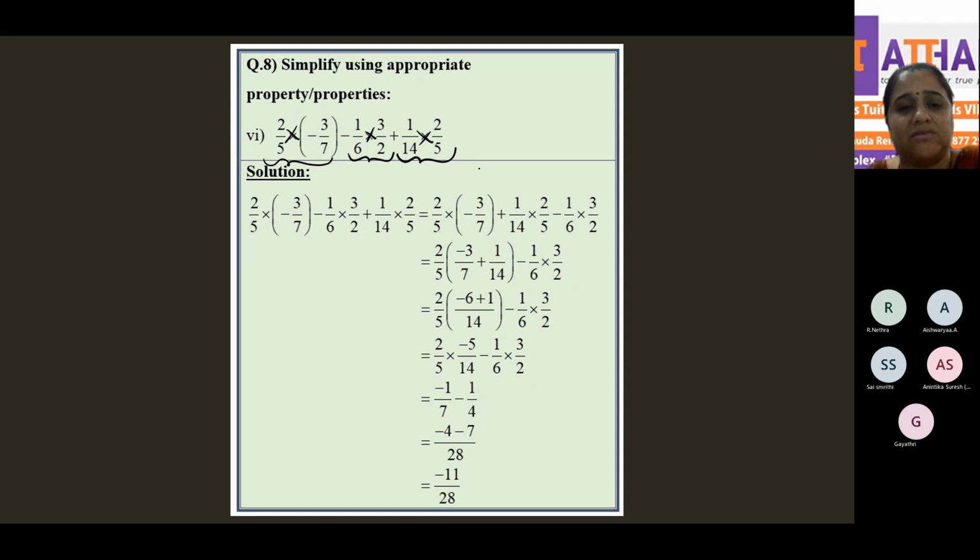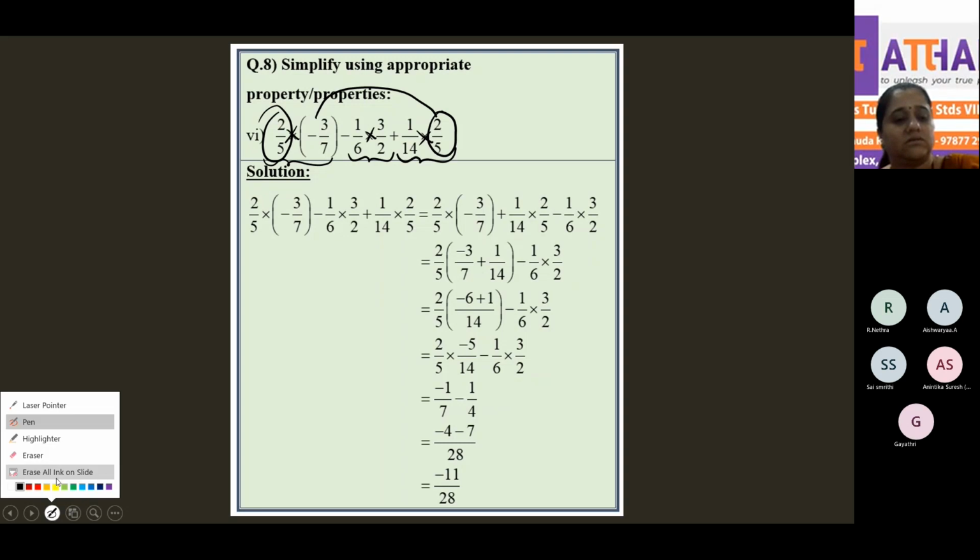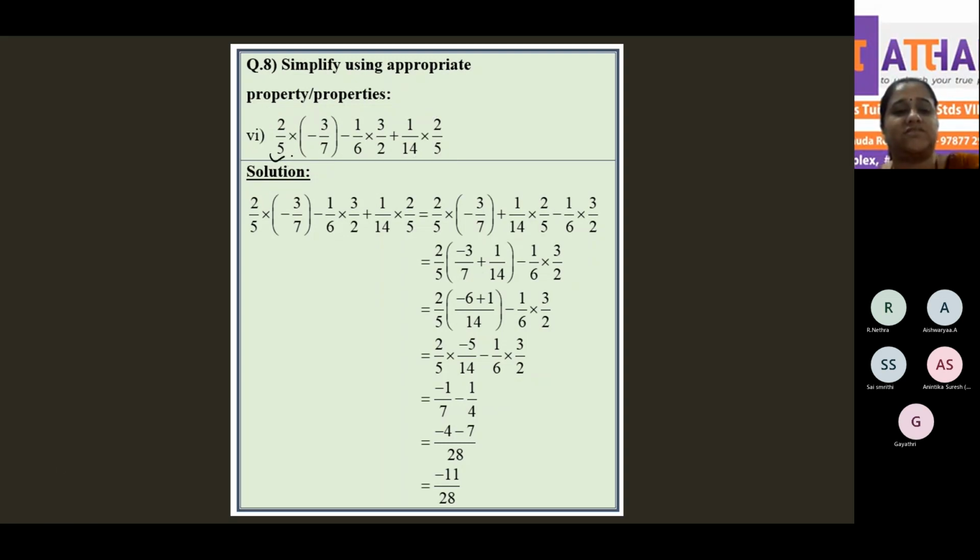Now in these 3 pairs, the first and the last pair have 2 by 5 in common. Check out for that. This is the first pair. This is the last pair. This is the middle pair. The first and the last pair have 2 by 5 in common. So we're going to use the commutative property and rearrange. We're going to write this one first, 2 by 5 into minus 3 by 7. And then this one plus 1 by 14 into 2 by 5. And then we're going to write this in the end, minus 1 by 6 into 3 by 2.